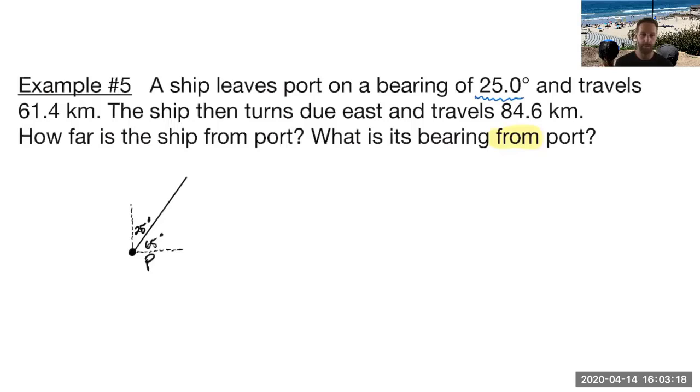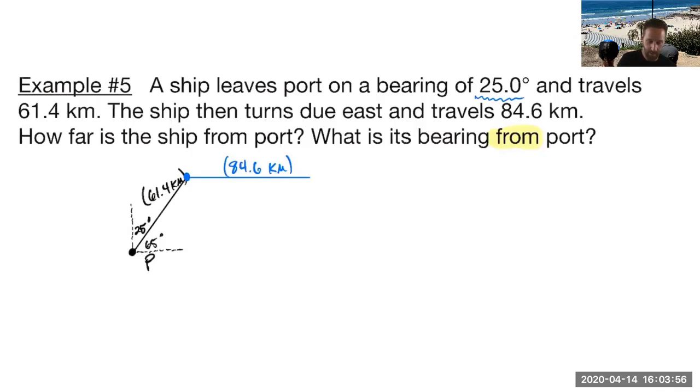Now, that distance, that length, they said was 61.4 kilometers. So I can also put that length there. It says then the ship turns due east. So from that point, I will use a different color. It then changes and heads east. And this time it heads east a little bit longer than the other one. It's 84.6 kilometers. And I don't need my bearings on this one because I know it was due exactly east.